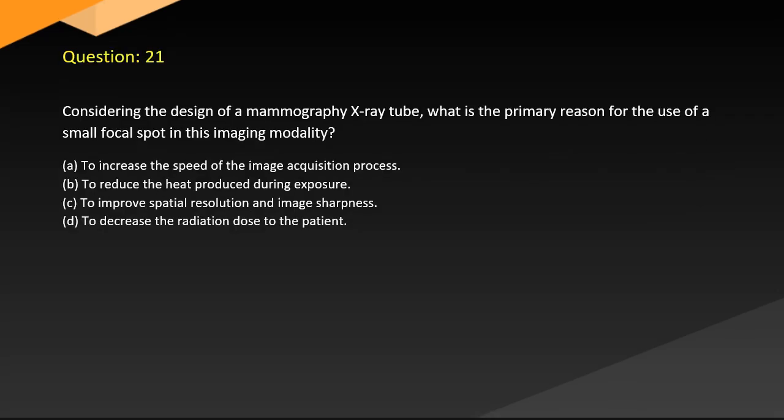Question 21. Considering the design of a mammography X-ray tube, what is the primary reason for the use of a small focal spot in this imaging modality? A. To increase the speed of the image acquisition process. B. To reduce the heat produced during exposure. C. To improve spatial resolution and image sharpness. D. To decrease the radiation dose to the patient.